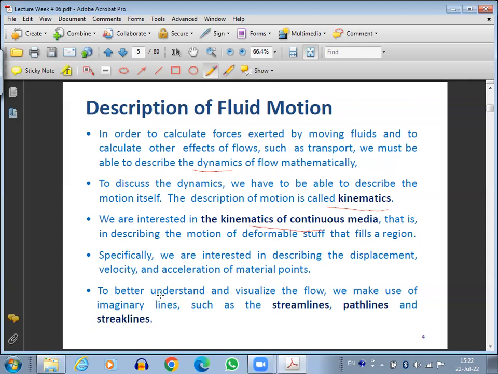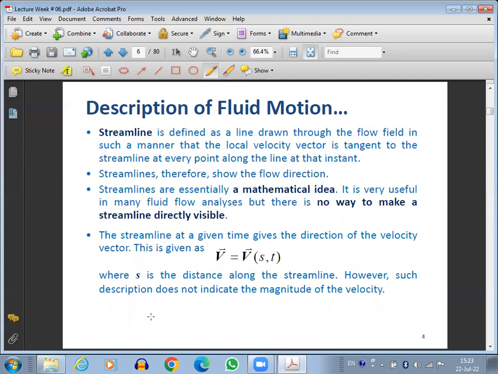Specifically, we are interested in describing the displacement, velocity, and acceleration of material points, very similar to what you have studied in your dynamics course. Velocity, displacement, acceleration. We're going to do that here again. To better understand and visualize the flow, we make use of imaginary lines such as streamlines, path lines, and streak lines. These are certain lines which we introduce to actually visualize the flow. We're going to discuss that, and it's again related to the motion of the fluid.